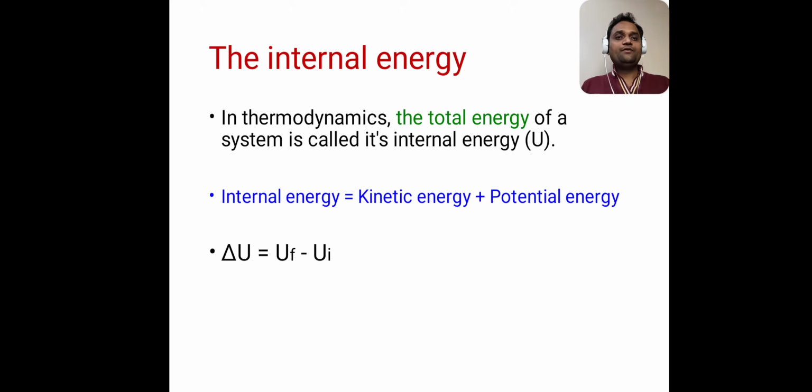Now, we can write the difference in internal energy, that is delta U, is equal to UF minus UI. So, I is for the initial state and F is for the final state. So, the difference between the internal energy of two states is delta U, and it is equal to UF, that is internal energy of the final state, minus UI, the internal energy of the initial state.